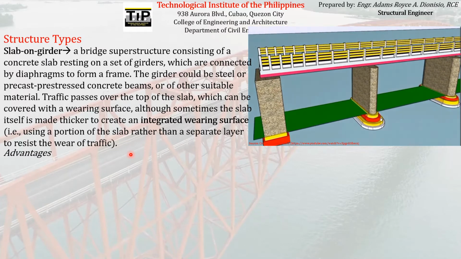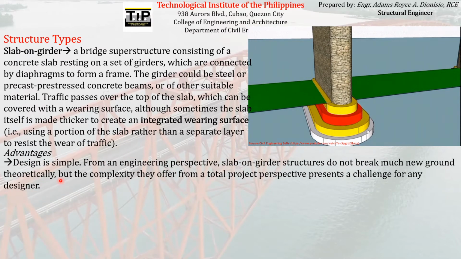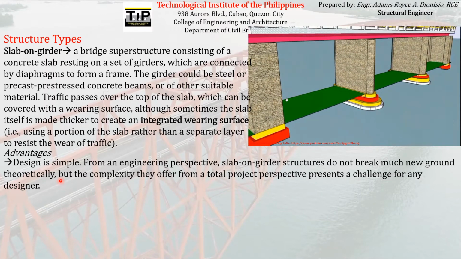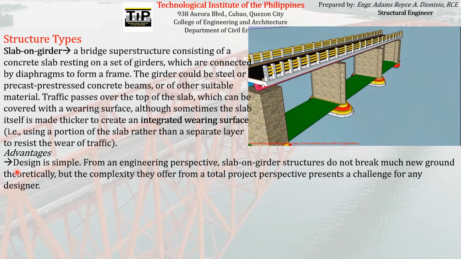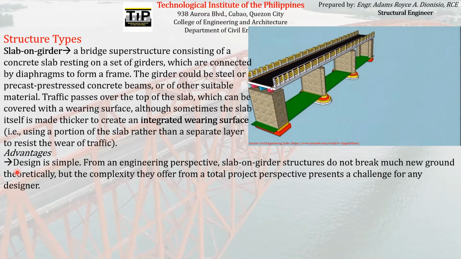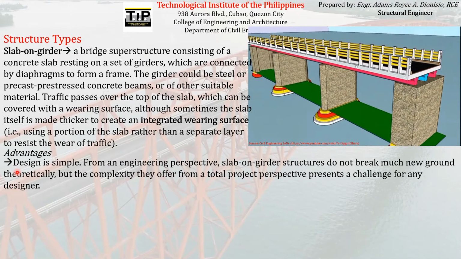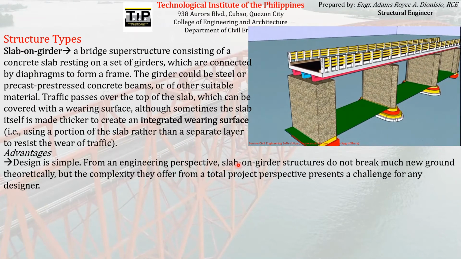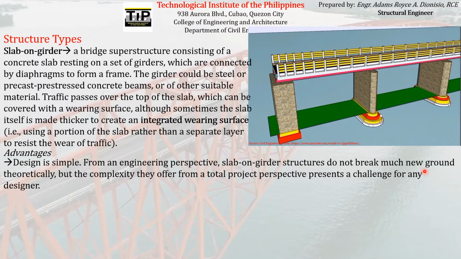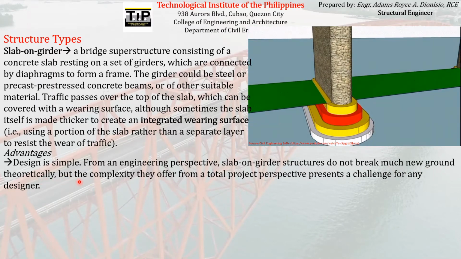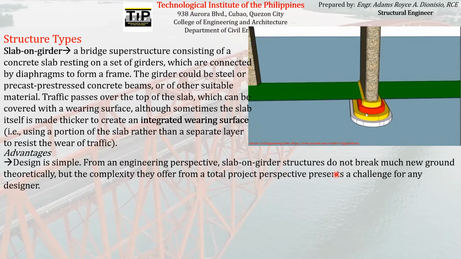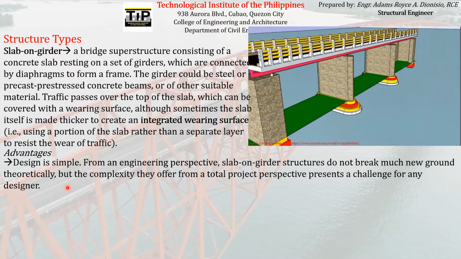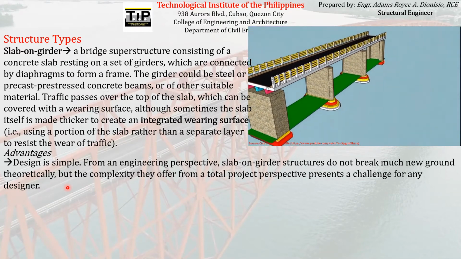So one of these advantages is this. One of the advantages of using slab on girder type of bridge structure is because the design of slab on girder is very simple. From an engineering perspective, slab on girder structures do not break much new ground theoretically, but the complexity they offer from a total project perspective presents a challenge for any designer. So that's one advantage of using slab on girder type of bridge structure.